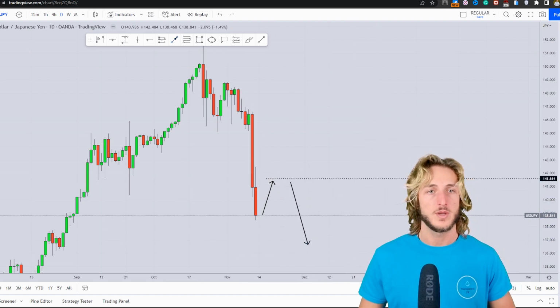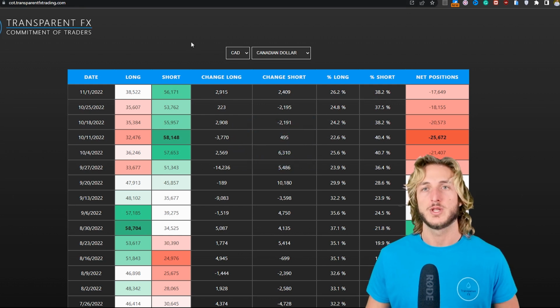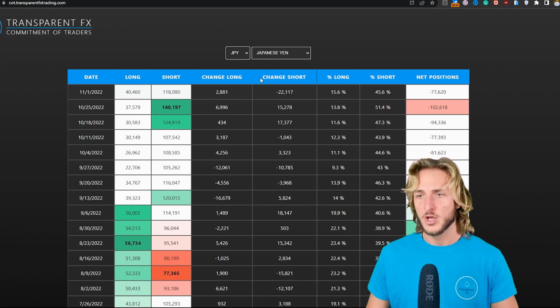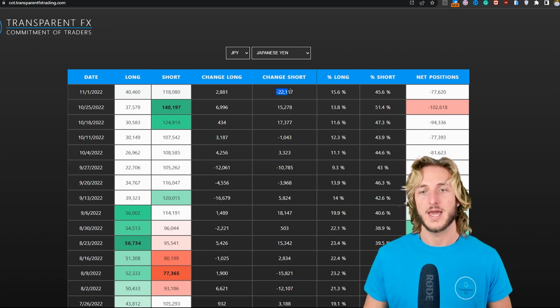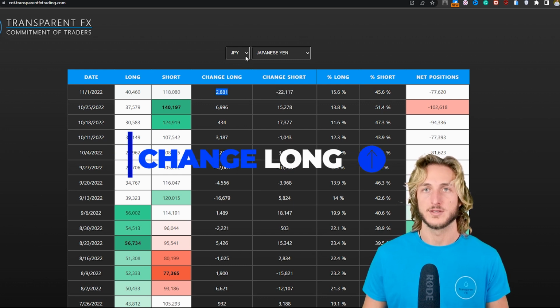Now, if we go and see what we have when it comes to the commitment of traders, so the COT data, which is what the non-commercials, so the biggest speculators in the market are doing, and we check the data specifically for the JPY, we can see how with the last report we had 22k shorts getting closed and 2.8k longs getting opened, making the JPY stronger.